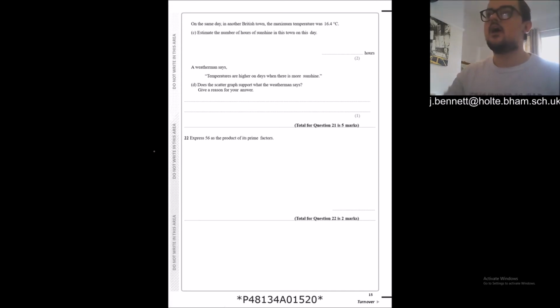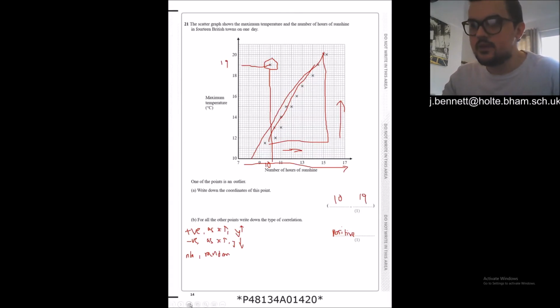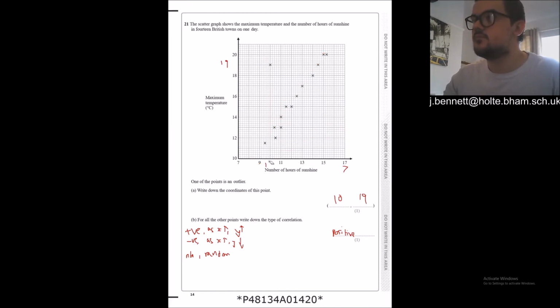Okay. On the same day, in another British town, the maximum temperature was 16.4. Estimate the number of hours of sunshine on this day. 16.4. So, if we just rub off all our things, and then we just do a little line. We do a line of best fit. So what does it say?